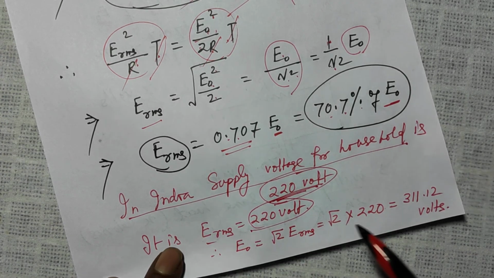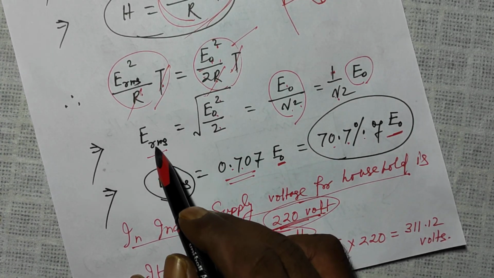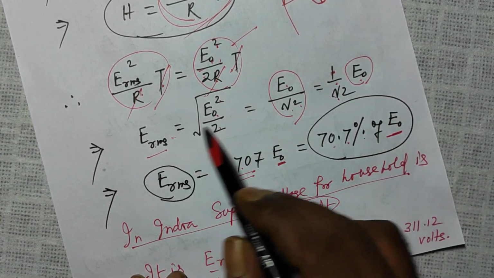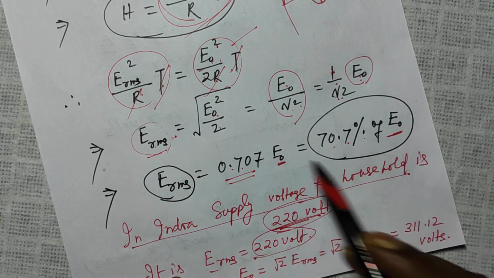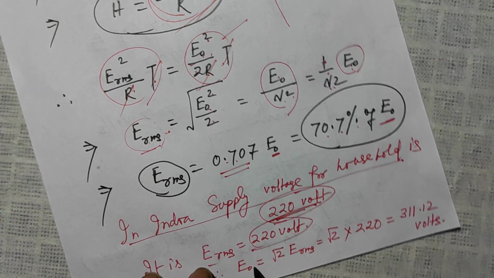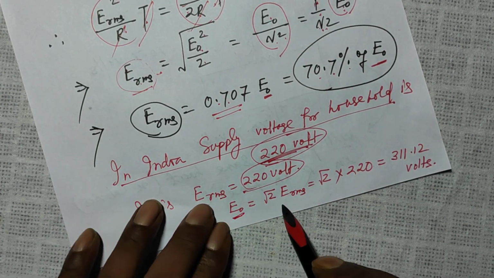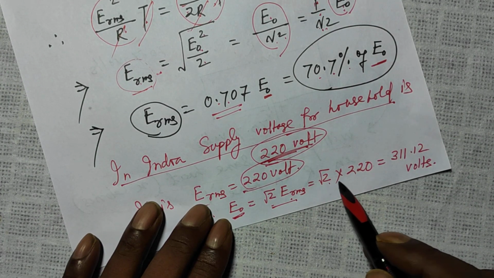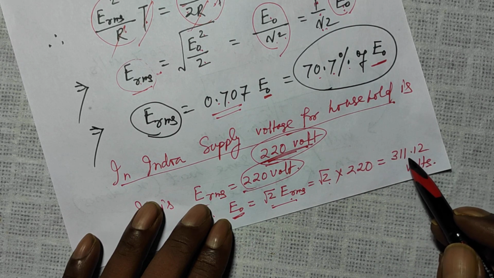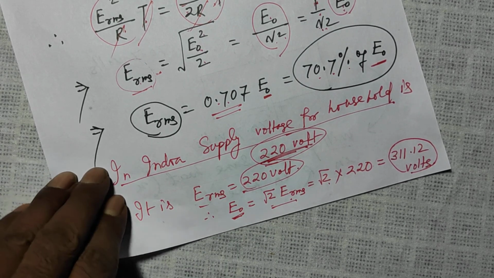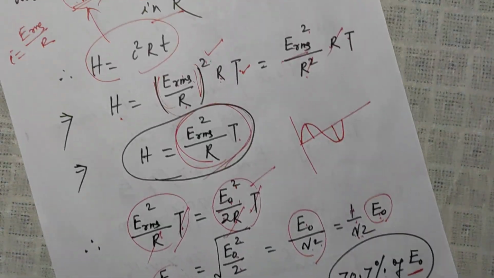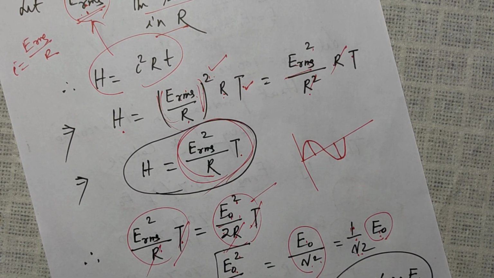So what will be the peak value? From here, if you cross multiply, root 2 will come to this side, E naught will be root 2 times ERMS. So your peak value in India, E naught, is equal to root 2 times ERMS. Root 2 into 220 comes out to be 311.12 volts. This is the peak value of the alternating voltage in Indian household electricity.